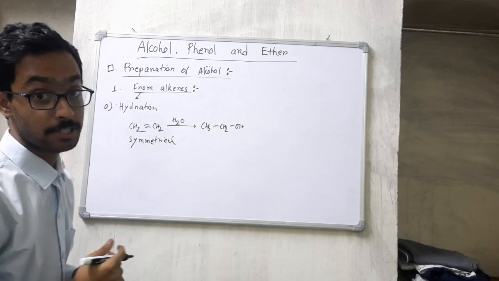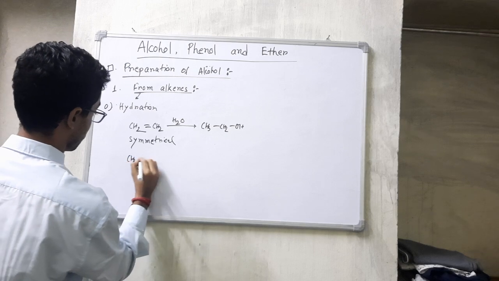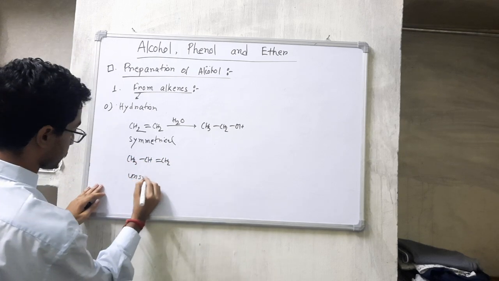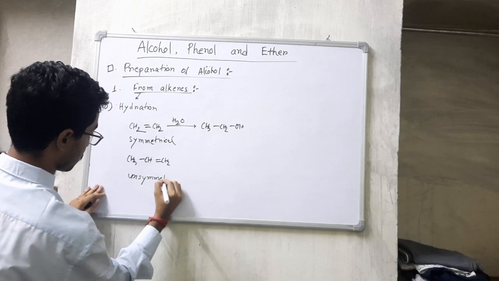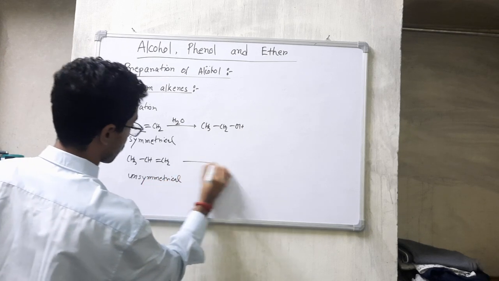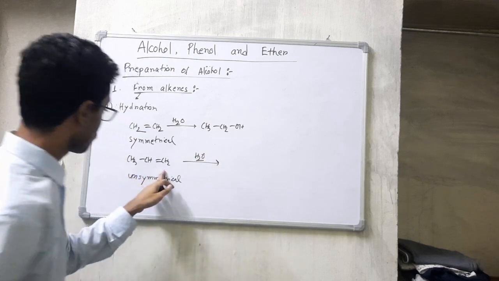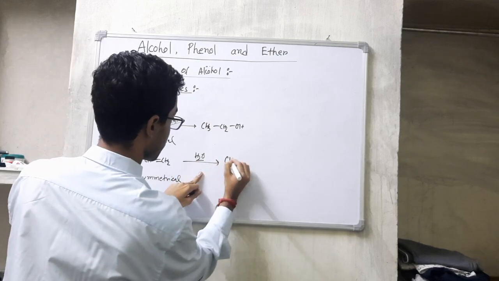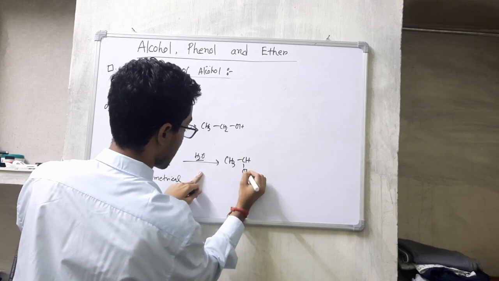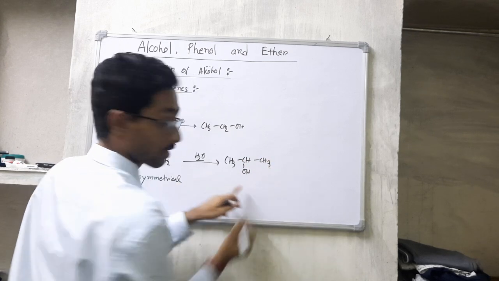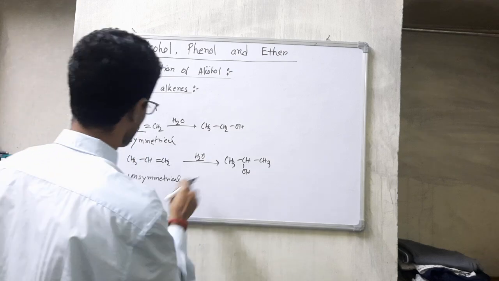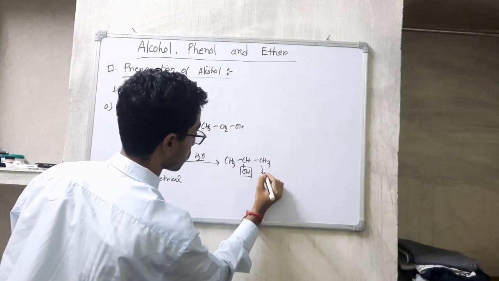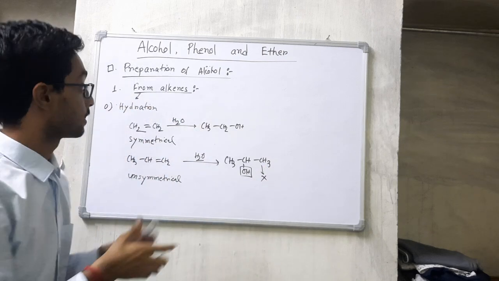This is symmetrical. So what about an unsymmetrical alkene? This is an unsymmetrical one. If we treat an unsymmetrical alkene with H2O, then we get this type of product. So what is the mechanism? Why is OH present in this position, not this? Let's talk about this mechanism.